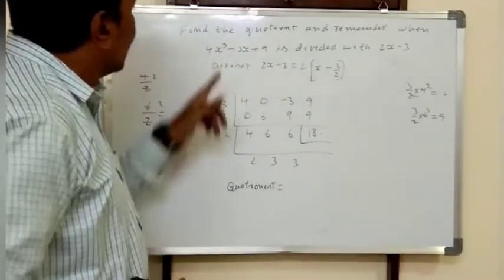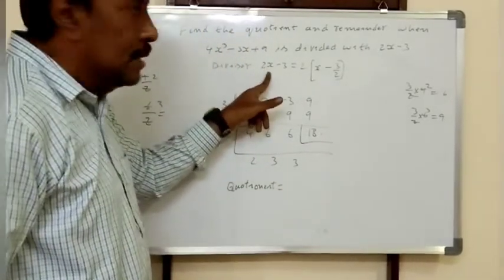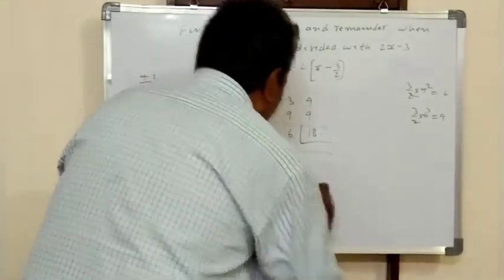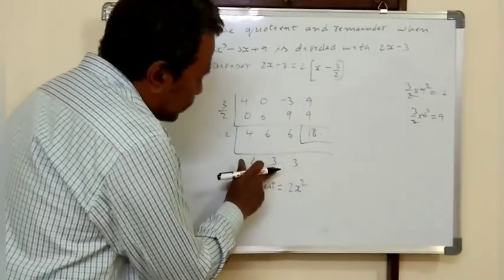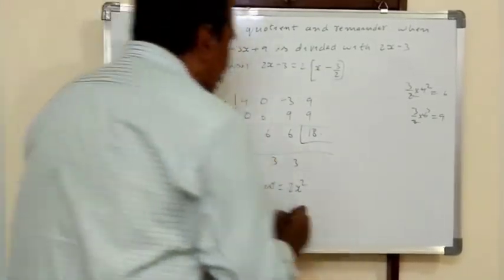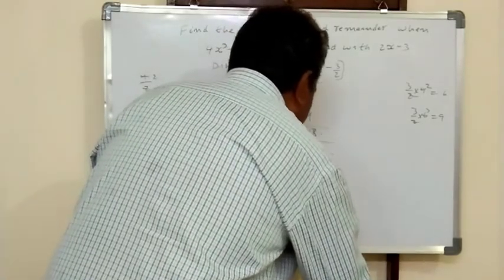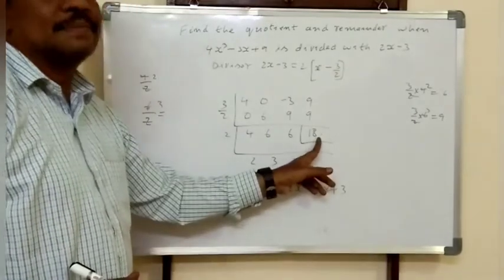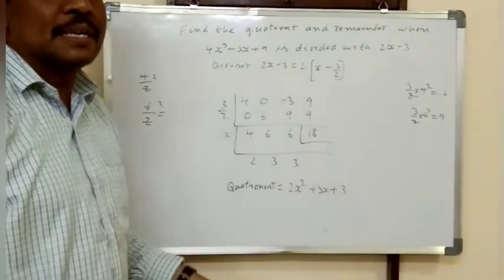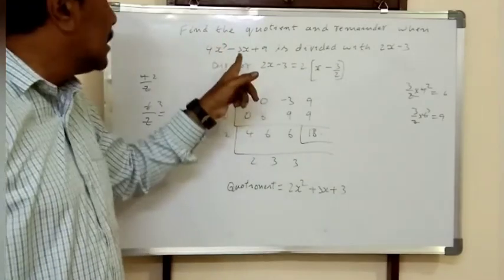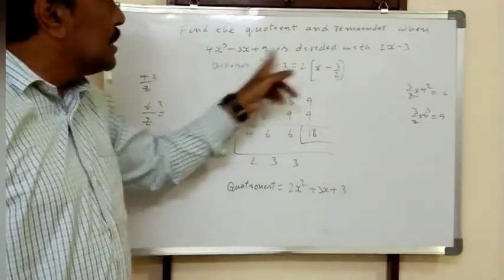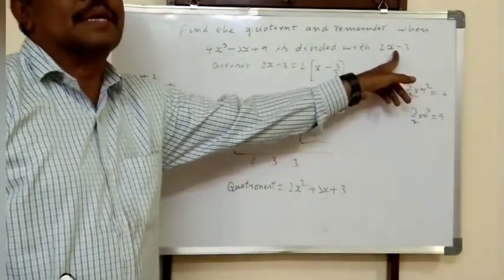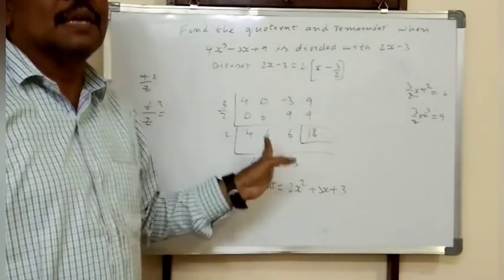So when this polynomial is divided with this polynomial, 18 is the remainder and the quotient is 2x square plus 3x plus 3. So this is the quotient and this is the remainder. This is the special case for synthetic division, that is, a polynomial divided with a polynomial of the type ax plus or minus b.